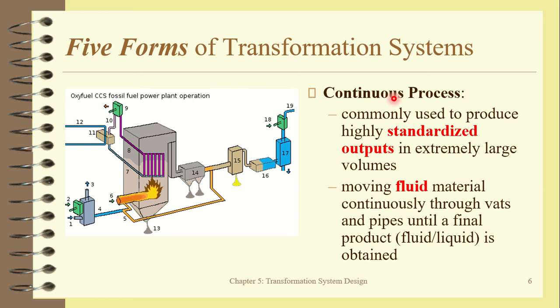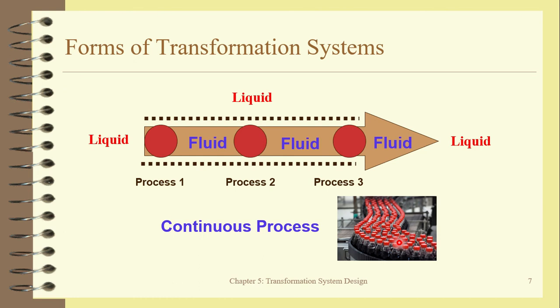But for the continuous process, the raw material is fluid, work in progress is fluid, and the output is still fluid, like this one. Raw material, WIP, and output are liquid or fluid. This is the continuous process. If you are a Pepsi or Coca-Cola producer, the water inside comes from the continuous process.